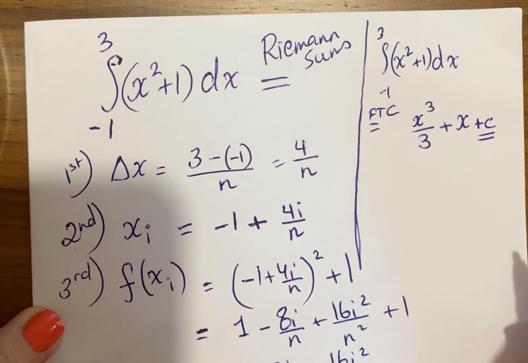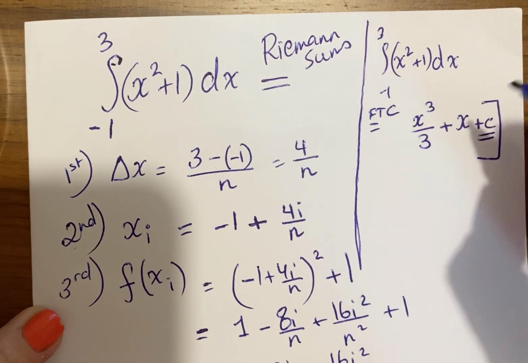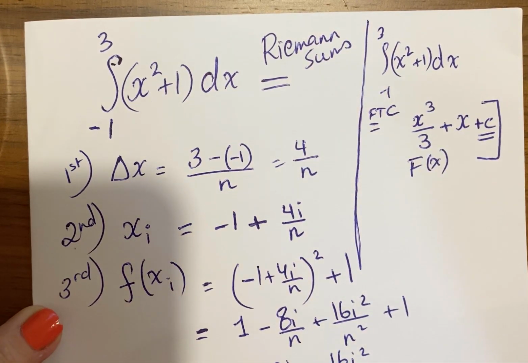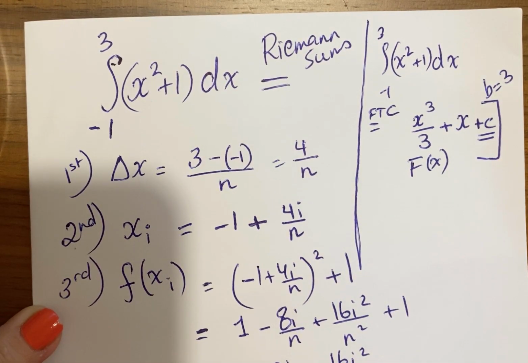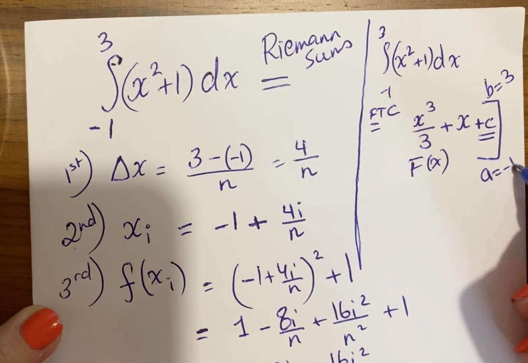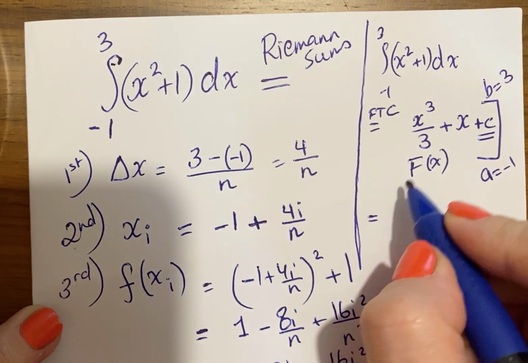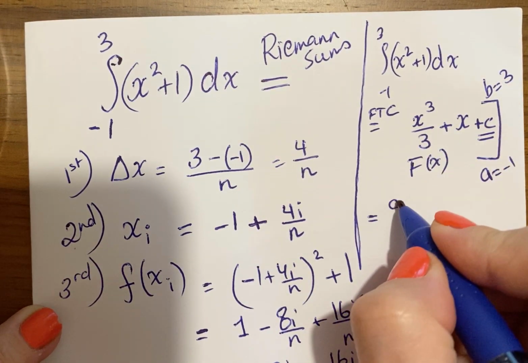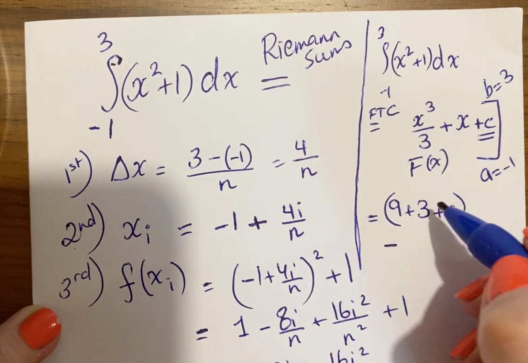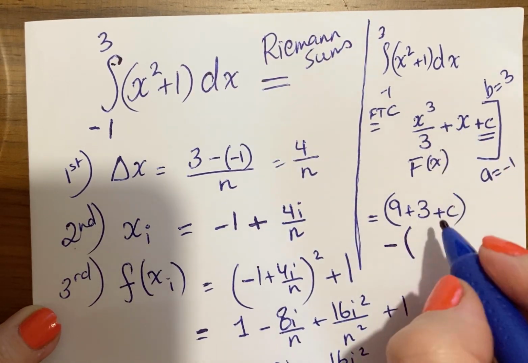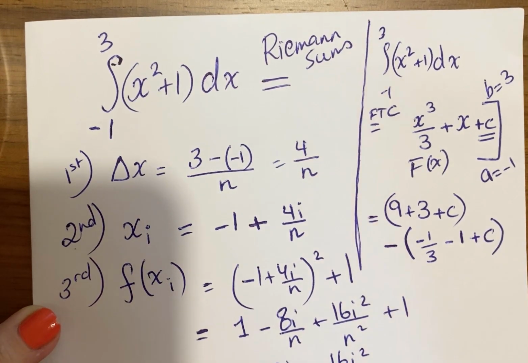But I will show you why the c is not important. That's why usually we omit it. Where will I evaluate this antiderivative? So I found this is capital F of x. This capital F of x needs to be evaluated at b, which is the upper limit, then evaluated at a, which is the lower limit. So now we substitute 3 to evaluate it. What do we get? 3 cubed, 27 divided by 3, 9, plus 3, plus c, minus, remember, F of b minus F at a. Minus 1 cubed is minus 1 over 3, minus 1 plus c again.